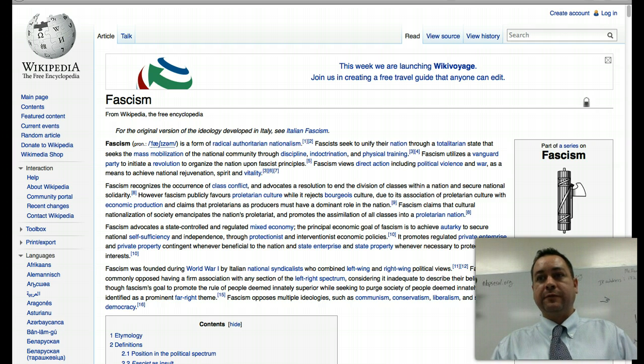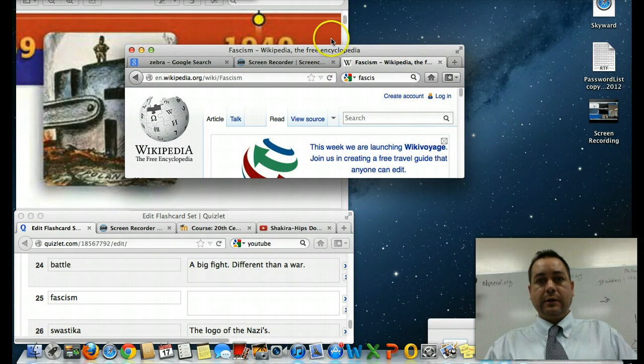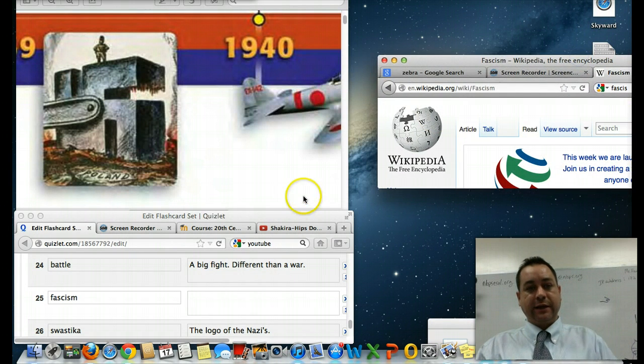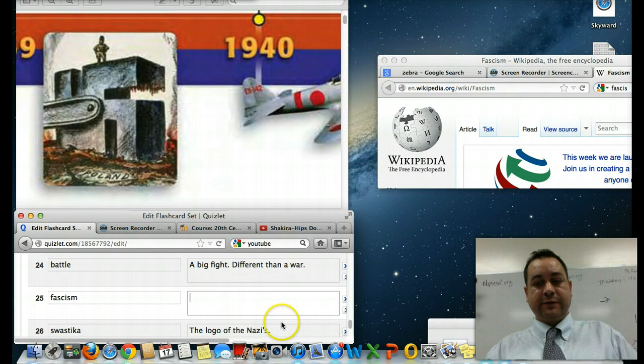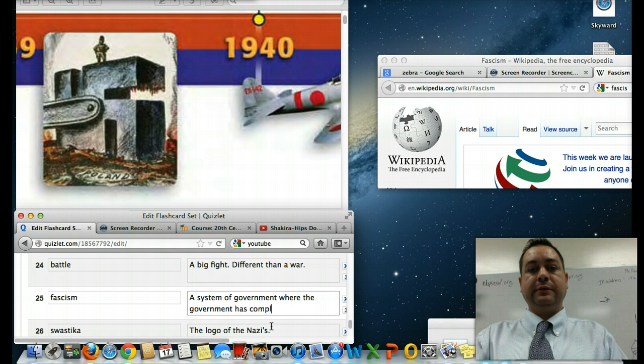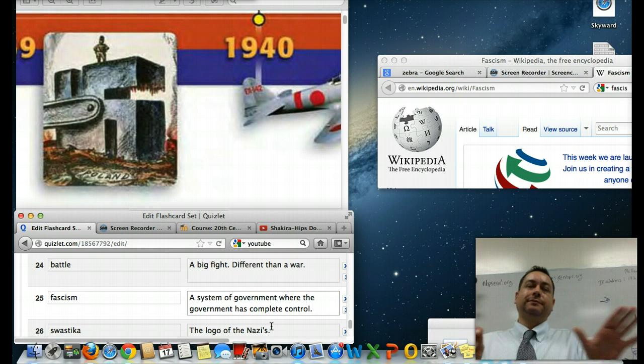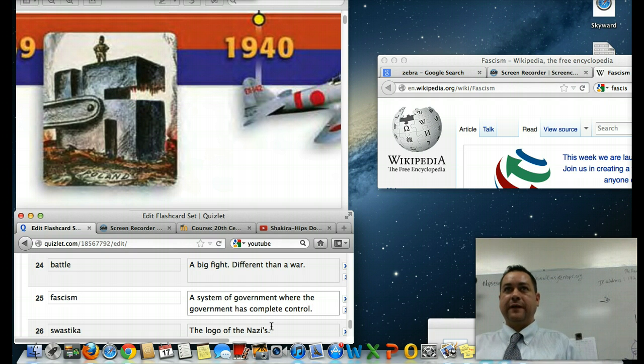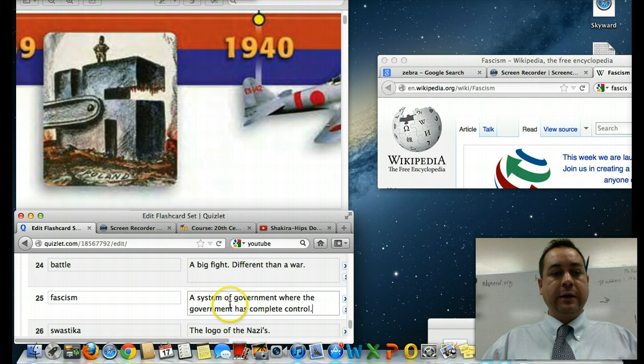So fascism comes from that word. And you don't need to know about the sticks. Maybe I'll give that as extra credit. But fascism is a system of government where the government has complete control. This is a very simple explanation of fascism. It's much more complicated than that, but for now that's good.